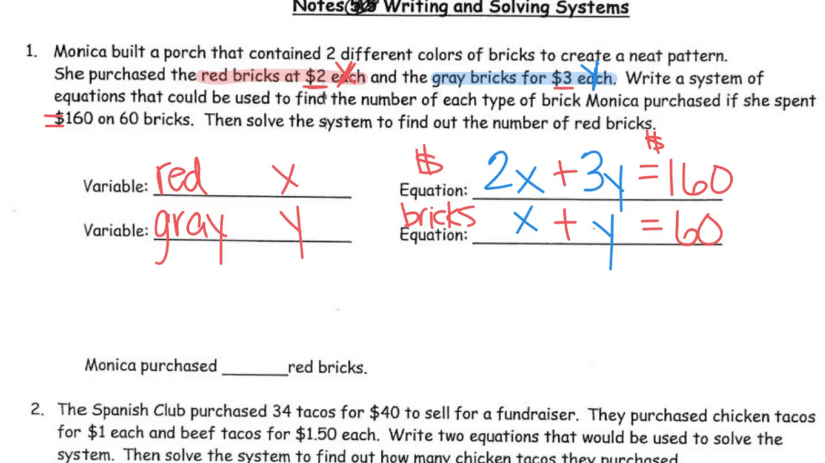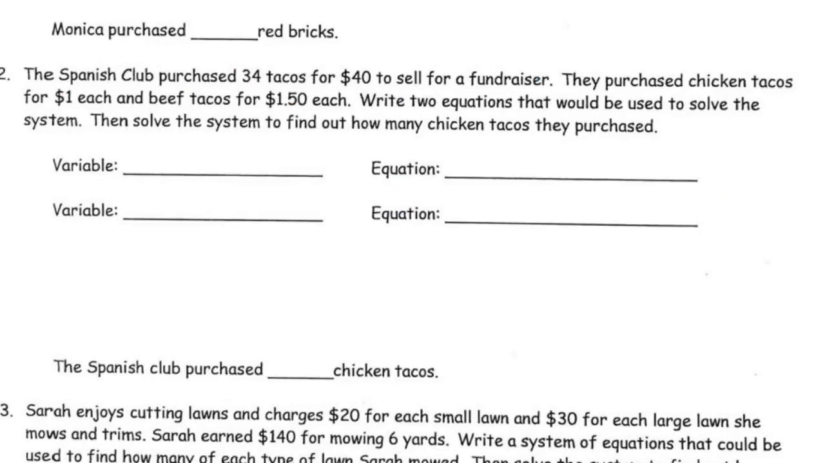This second equation, while it looks simpler, is usually the hardest one to write, okay? We had 60 total. Well, what did we have? We had red and we had gray. It's hard to do visually, and it's also hard to wrap our brain around. So we're going to focus on that today.